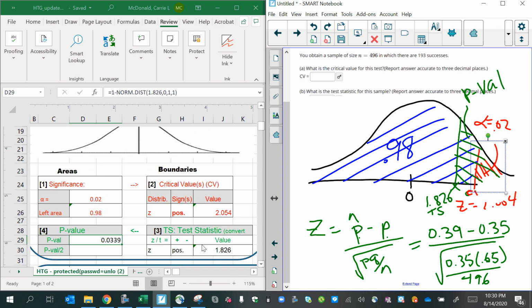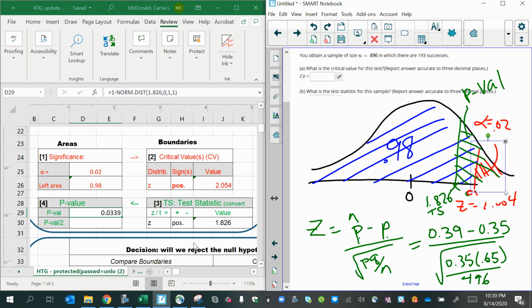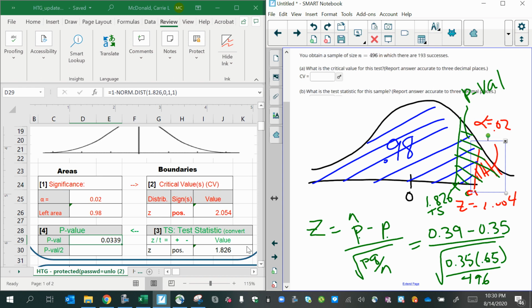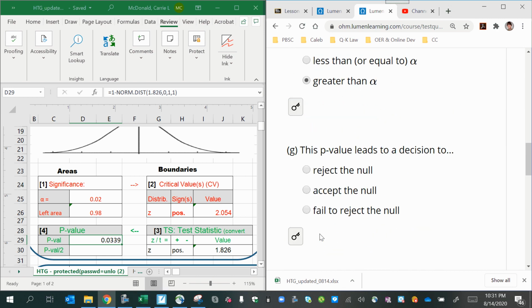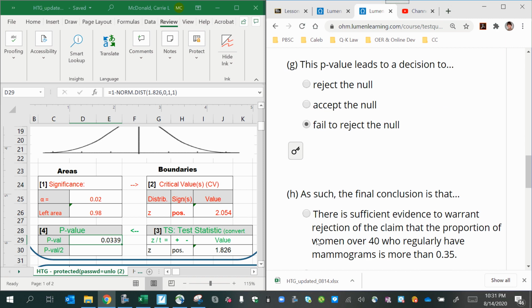It's not small. We have this little rhyme: if the p-value is low, the null must go. Well, the p-value here, it's not low. It's not less than alpha. So we will fail to reject the null hypothesis on that. So it is not less, it's greater than alpha, and therefore we fail to reject the null hypothesis.